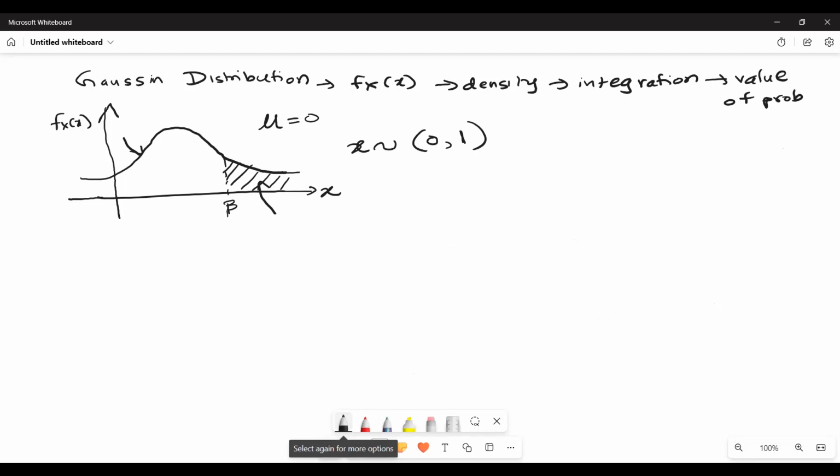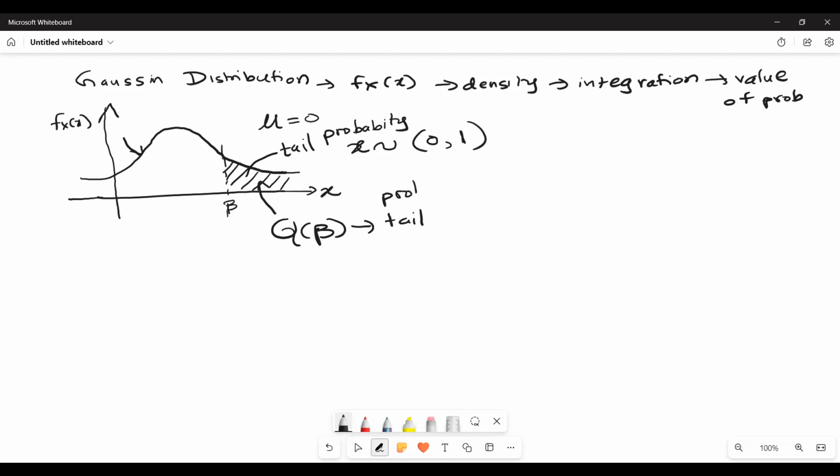So I said about integration. Earlier we learned about the tail probability, right? If I am going to explain the Q function again, the Q function gives the probability of the tail of the distribution function. It is always giving some probability under the tail of the distribution. There are tails to the distribution function, right?